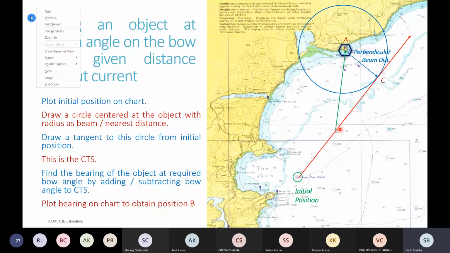Okay beta, no problem. Let us assume that in this question our CTS comes out to 040. Right, let's take an example. Now the bow angle they have given us in the question, let's say they have given a bow angle of 30 degrees. So if you are steering 040, there is an object which is 30 degrees on your port bow. Can you tell me what will be the bearing of that object? 010. Yes, it will be 010. So this is what I said, beta. Okay sir. Is it clear now, beta?